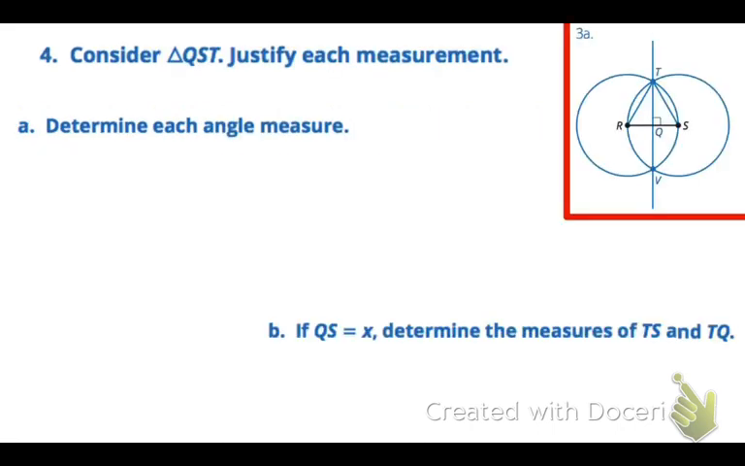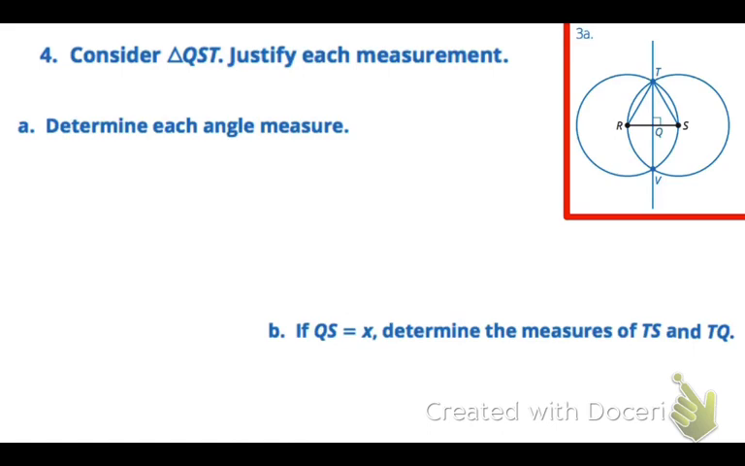So now using the construction that we had with our perpendicular bisector and both of our two circles intersecting each other using the same radii, we're going to go ahead and consider the triangle that we created now, which is QST. So this triangle here. Earlier we had created the triangle ARST, but now we're looking at the one that is created with our perpendicular bisector, and they're asking us to determine each angle measure of that triangle.